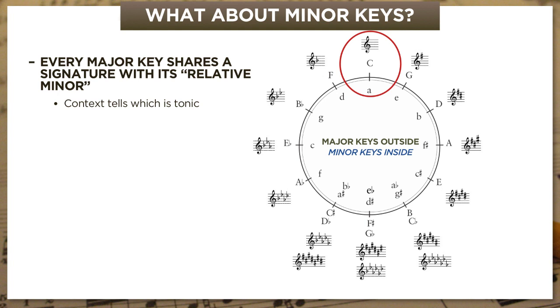So the relative minor is always a minor third below the relative major, and this is true as we go around the circle. E relates to G in the same way, B relates to D in the same way, it's 3 semitones lower.